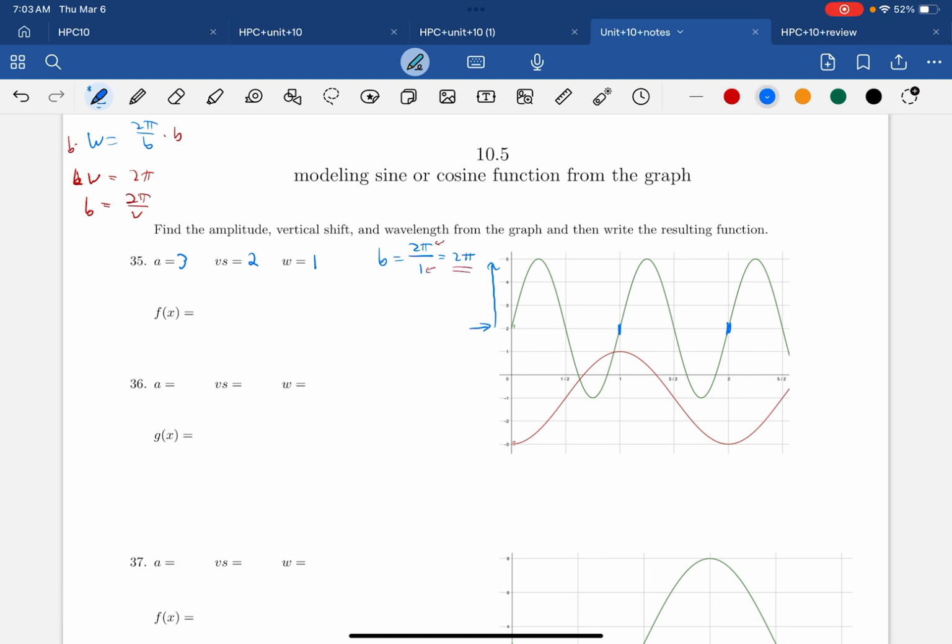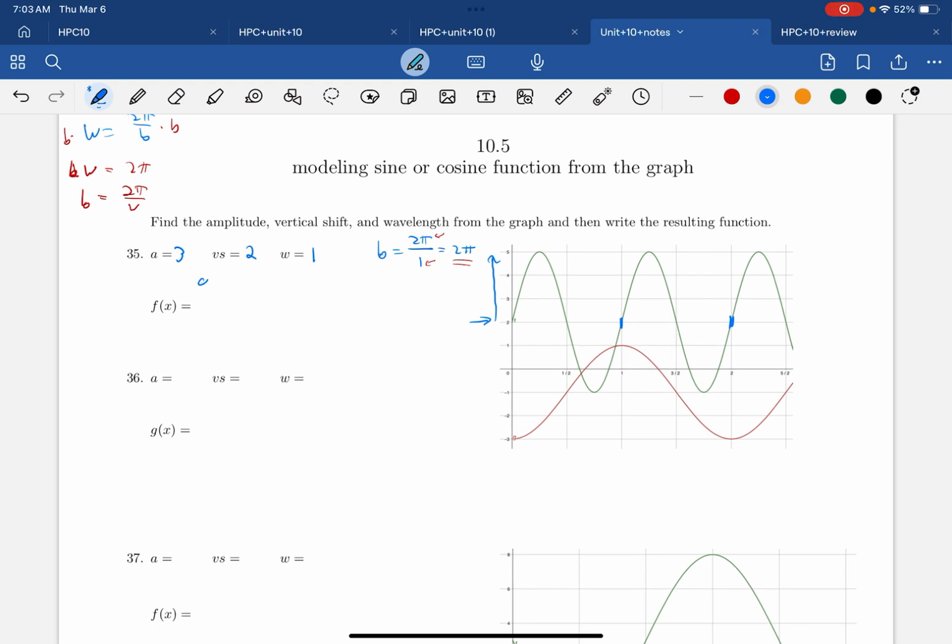The setup here, just so you remember, is going to be A, then your trig function. In this case, let's think about it. Our trig function starts in the middle, goes up, down, and back to the middle. This is a sine function. Not only is it a sine function, it is a positive sine function. So we're going to do a sine of bx, plus our vertical shift, in other words, our d, if you remember that.